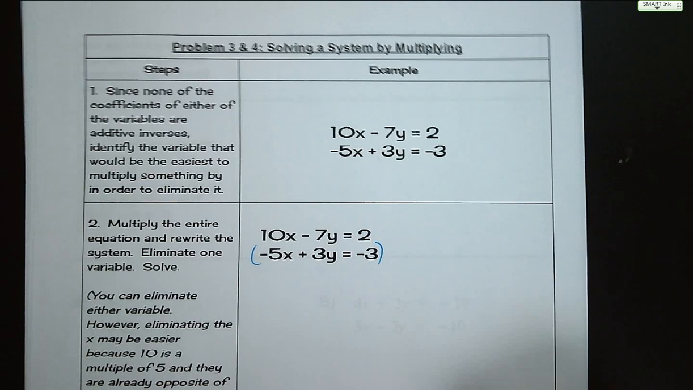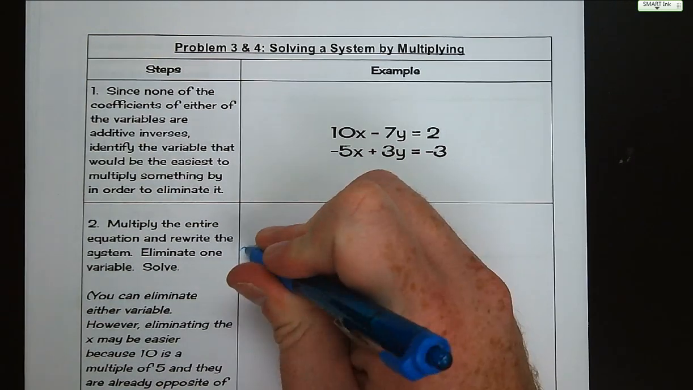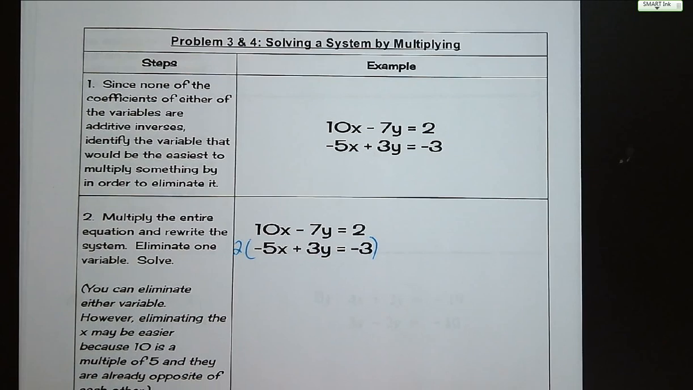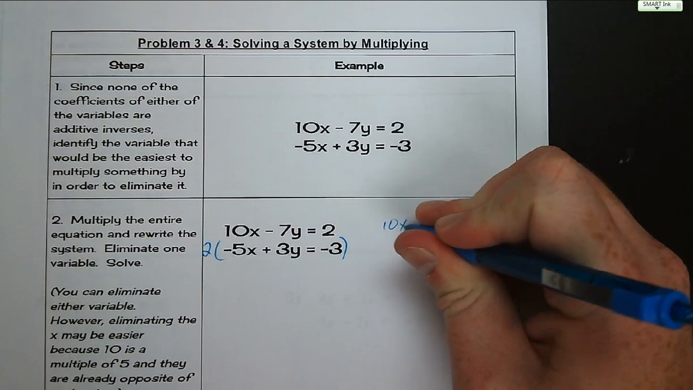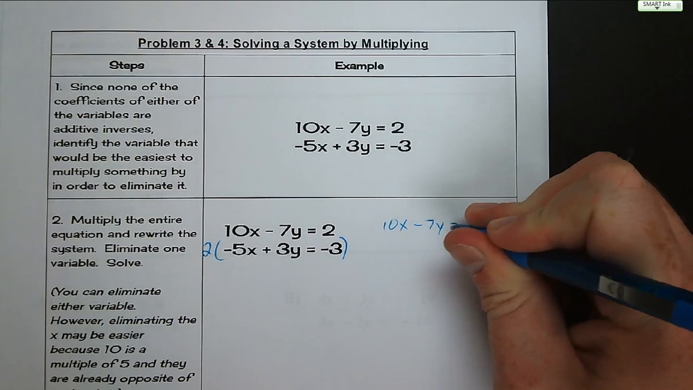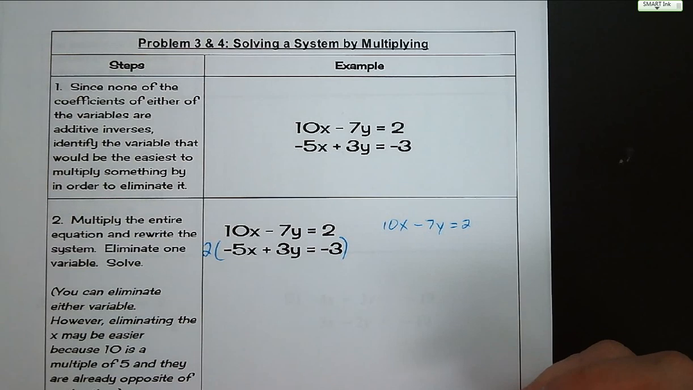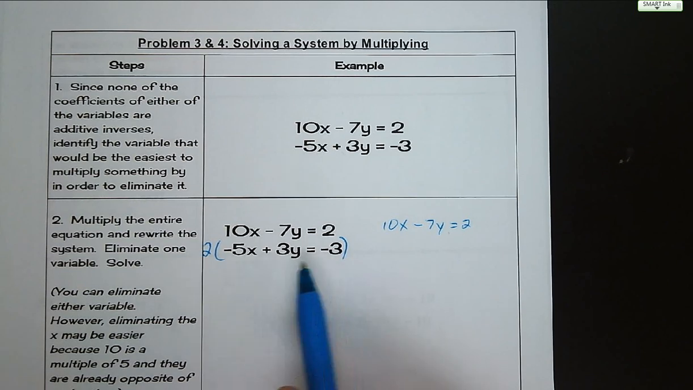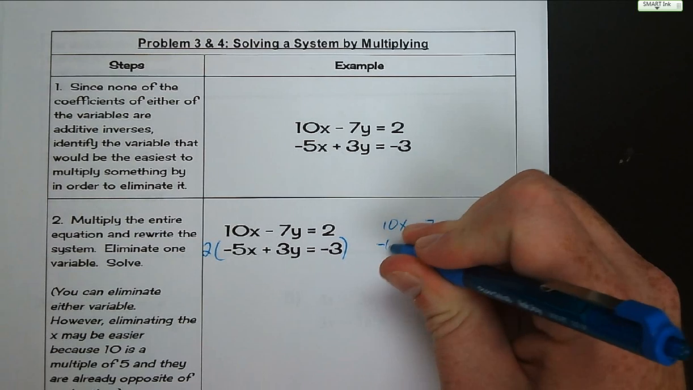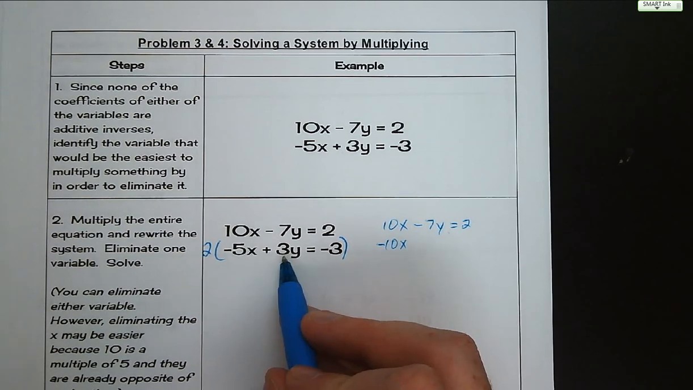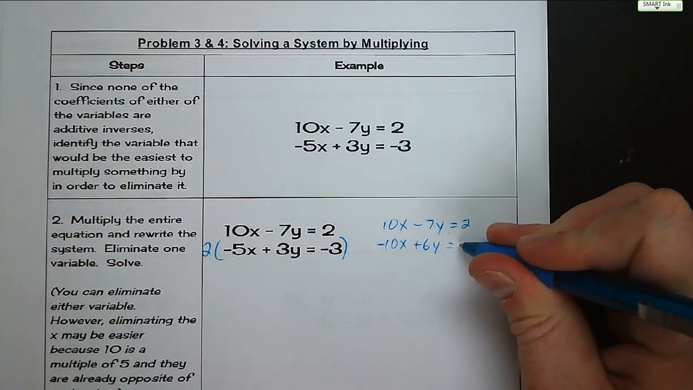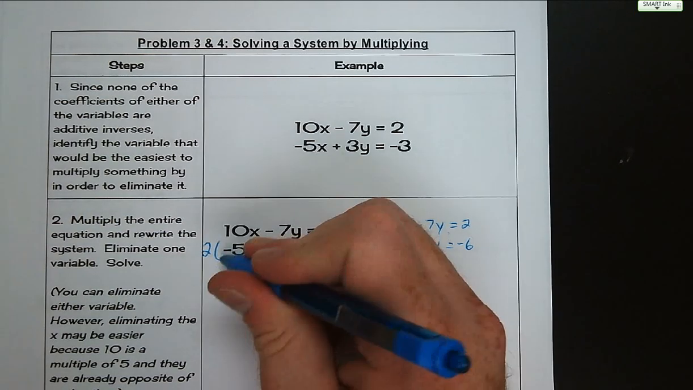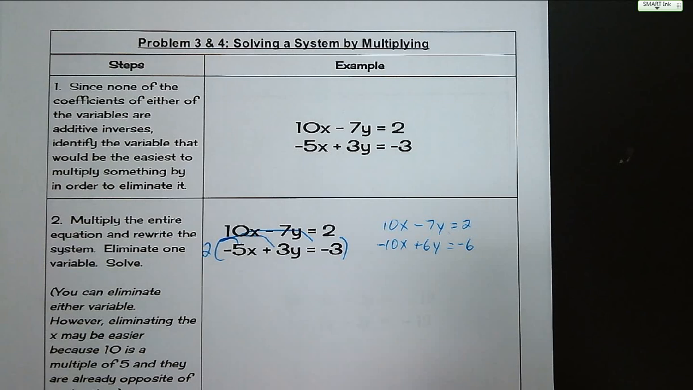So you write your parentheses around the entire equation, and we write a 2. So we're going to multiply the entire equation and rewrite the system. Now, our first equation is not changing, so we're going to rewrite that off to the side. 10x minus 7y equals 2. This is how we want you guys writing these problems. Rewrite your first equation. Now the second equation we're going to multiply by 2. 2 times negative 5x is negative 10x. 2 times 3y is plus 6y. And 2 times negative 3 is negative 6. So pay attention. I distributed to each of my 3 terms in this equation.